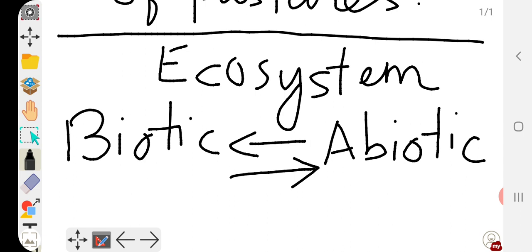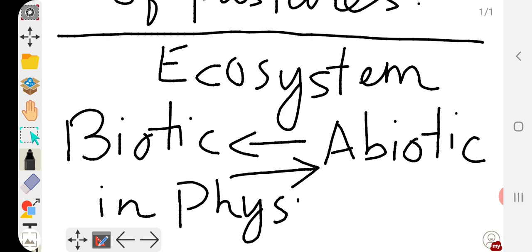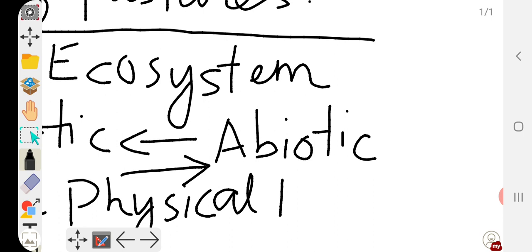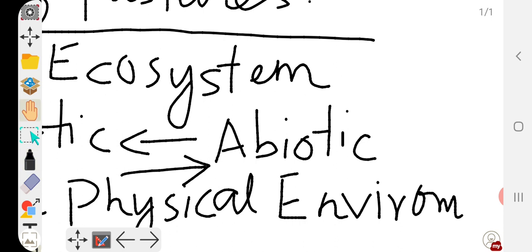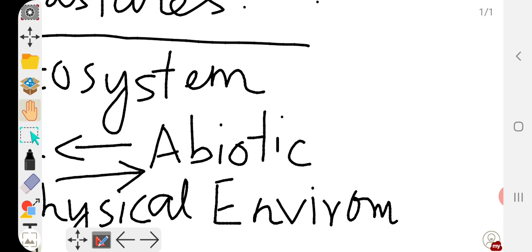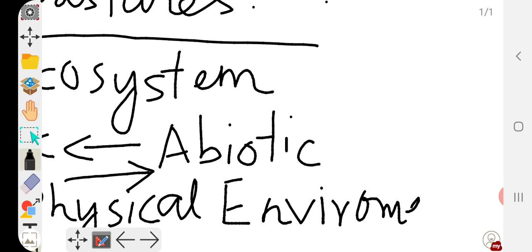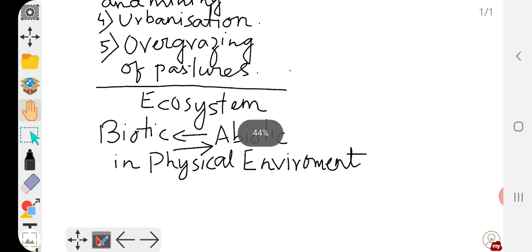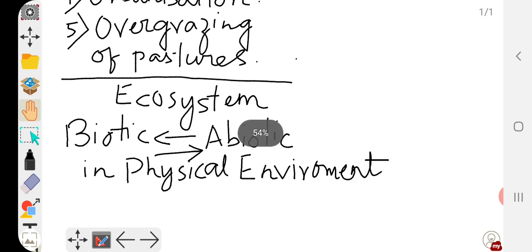for their own survival, through multiple interdependencies. Where do they interact? In the physical environment. This is termed as ecosystem. Once again I am repeating: when biotic and abiotic components interact with each other through a multiple network of interdependencies, and for their own survival they interact in the physical environment, that is termed as ecosystem.